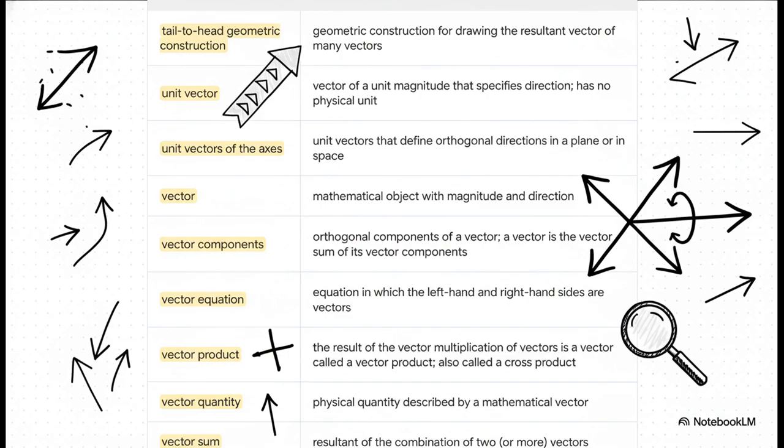And here is our last vocabulary slide. A couple of really important ones here. Unit vector. This little guy is crucial for just pointing in a direction without worrying about length. And vector product, which you'll also hear called the cross product. Okay, so that's the language.